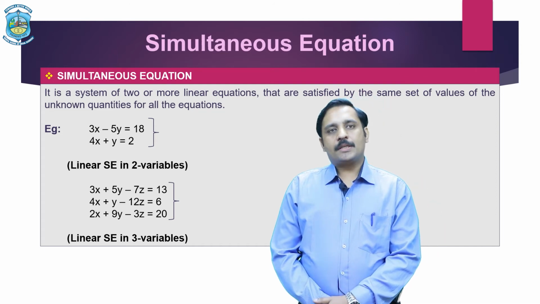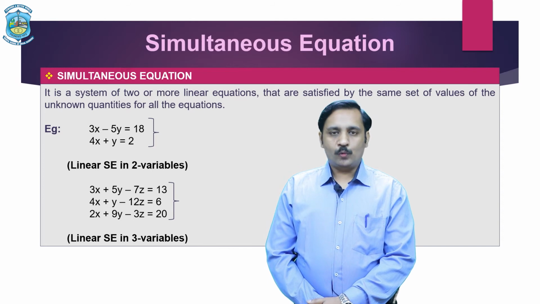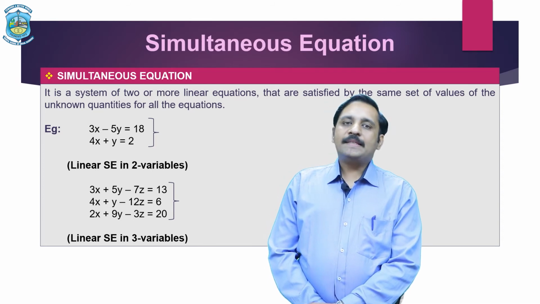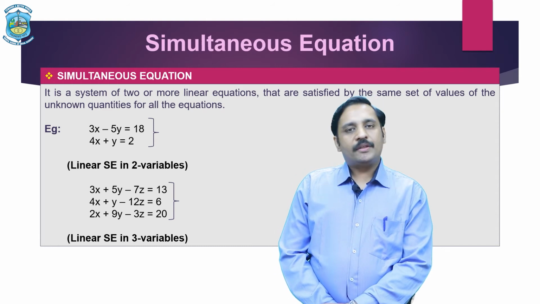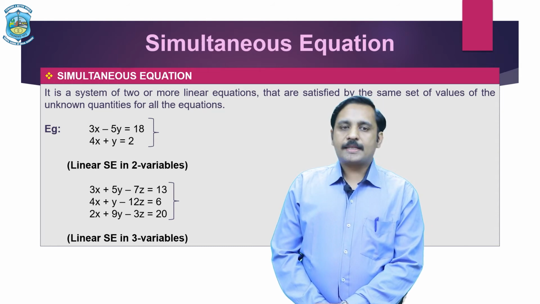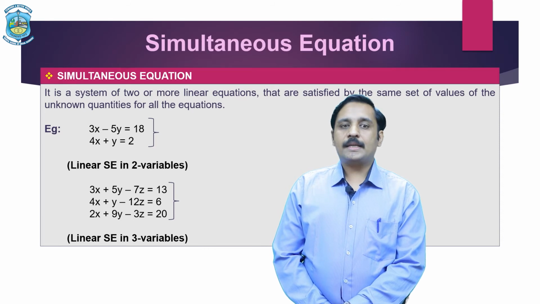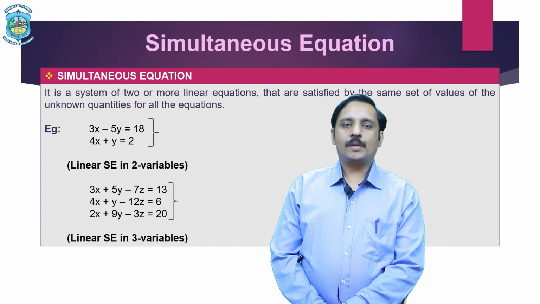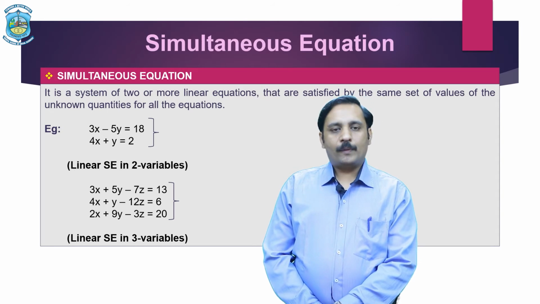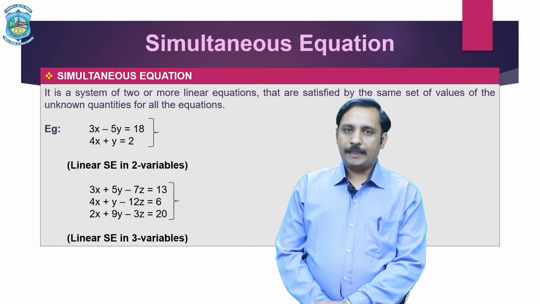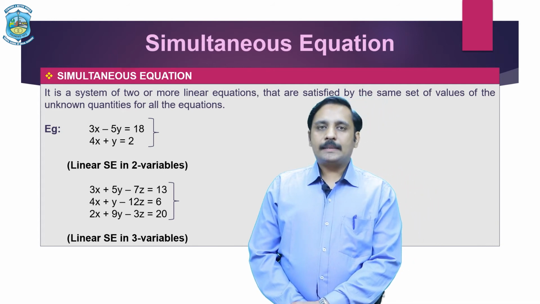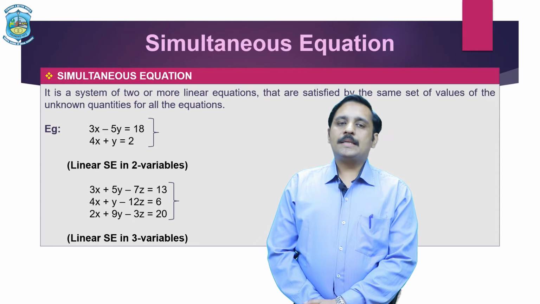In simultaneous equations, we can have equations in two variables, like we have x and y in the first example. In the second part, we have simultaneous equations in three variables as 3x plus 5y minus 7z is equal to 13, 4x plus y minus 12z is equal to 6, 2x plus 9y minus 3z is equal to 20. Here we have the unknown variables x, y and z. That is why these are called simultaneous equations in three variables.